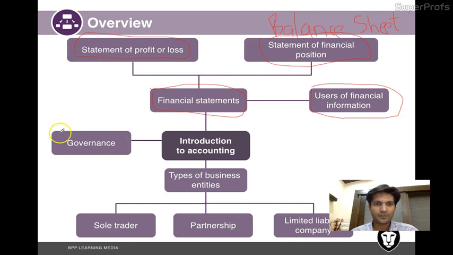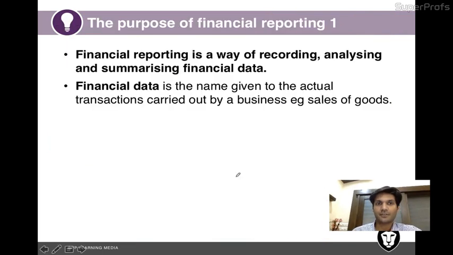Then we'll talk about what governance means in the context of accounting, and we will also discuss three types of business entities. The first one is sole trader, the second is partnership, and the third is limited liability company, also known as LLC. These are the three types of business entities I will discuss in this topic. So let us start with the topic.